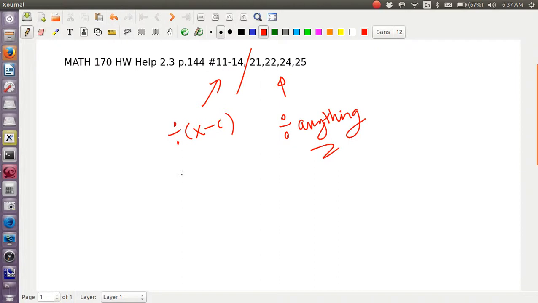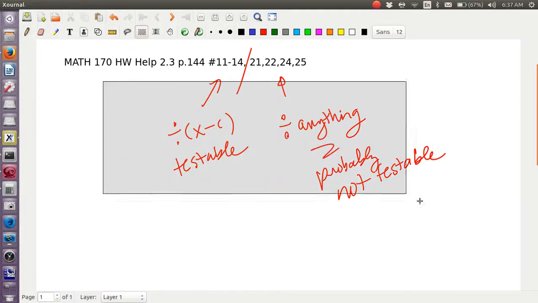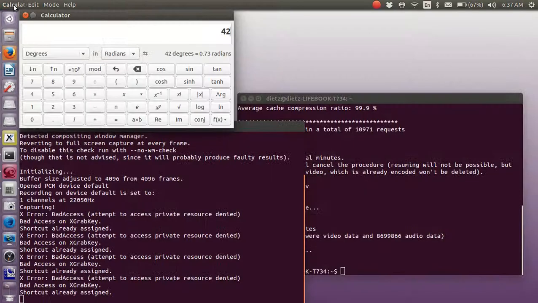Okay, and this is a testable, and probably not testable. What I mean is it probably would be a bonus question if I put it on at all. Okay, so that should be enough for that chapter.